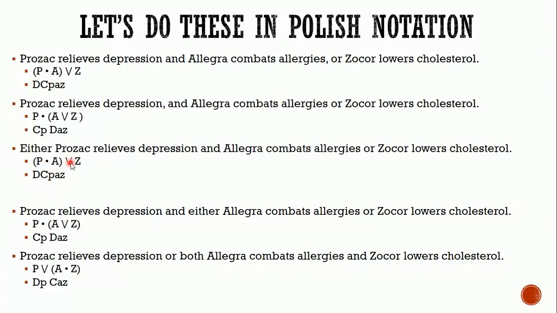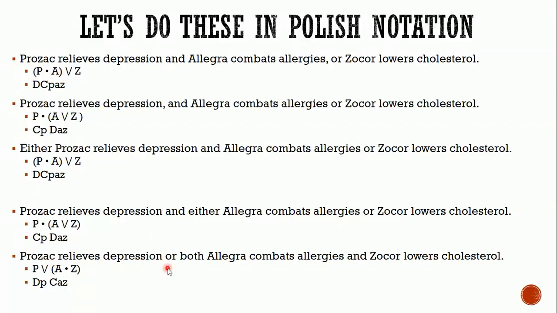So either Prozac relieves depression and Allegra combats allergies, or Zocor lowers cholesterol. Main operator here. So main operator on the far left, capital D, capital C, because you have the conjunction P and A, and Z. All right? Now, Prozac relieves depression, and either Allegra combats allergies or Zocor lowers cholesterol. That's how you write it. You know this main operator is a conjunction, so boom, conjunction right here. Conjunction P, space, capital D for disjunct of A and Z. CP space DAZ.